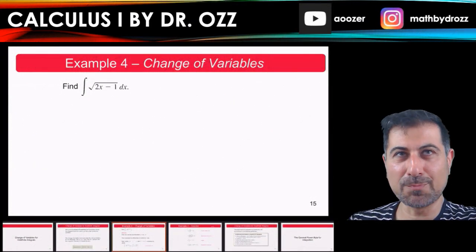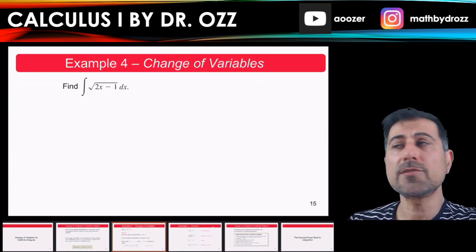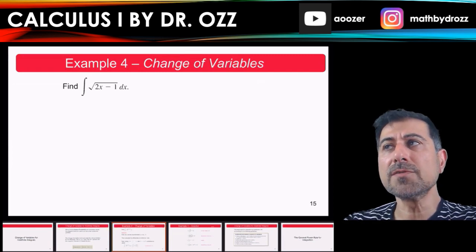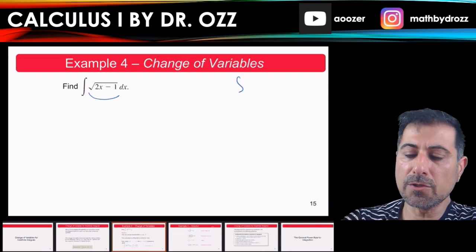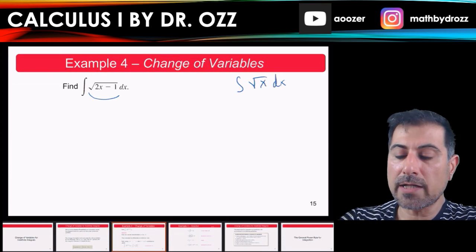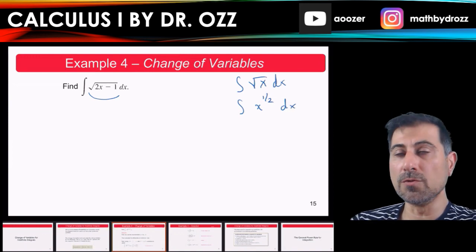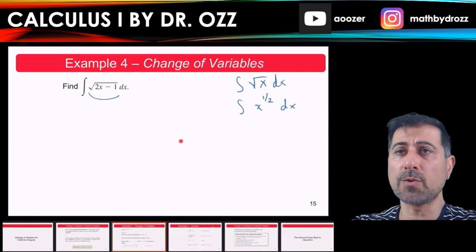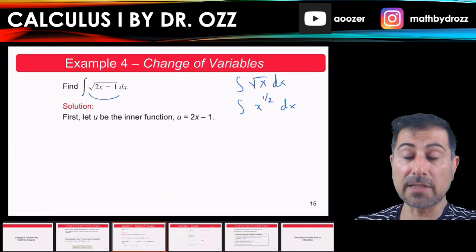All right, here's an example to practice the change of variables, or what we call u substitution. We're trying to integrate radical 2x minus 1 dx. If this was just radical x to integrate, we wouldn't have any problem, because we would just write radical x as x to the power of 1/2, and then use the power rule for integration. But since we have 2x minus 1 inside the square root, we can't do the integration in one shot. So for that reason, we call the inner function u, equal to 2x minus 1.